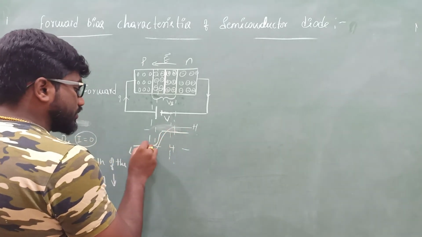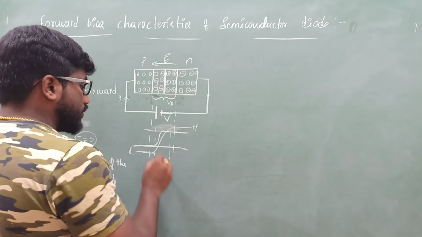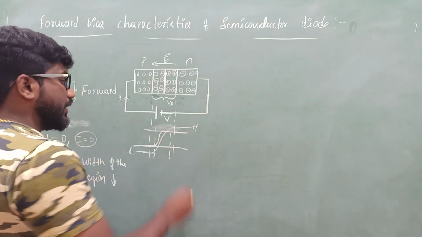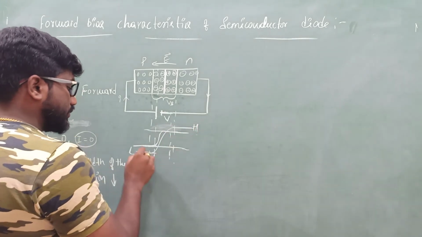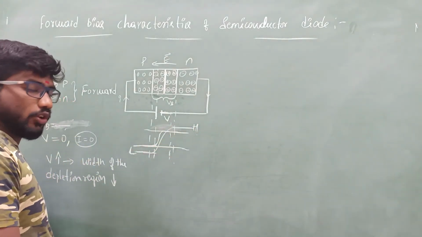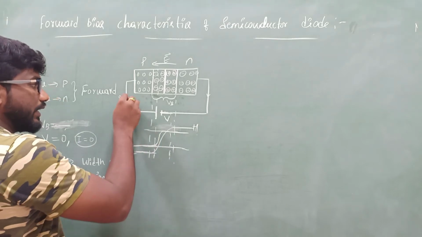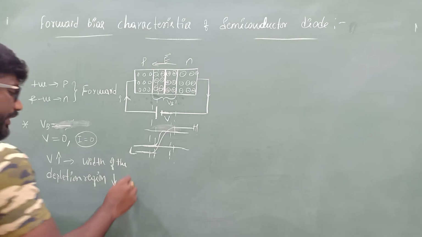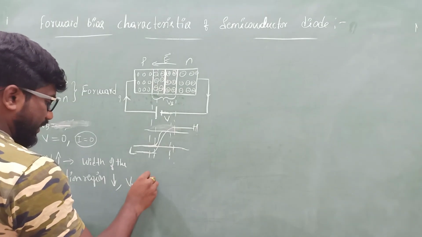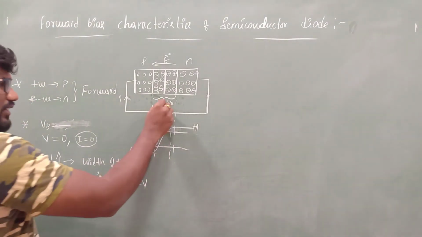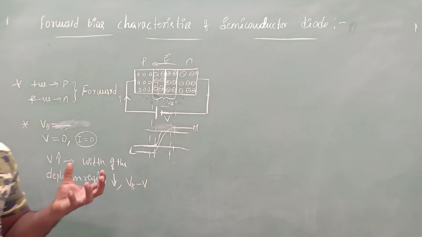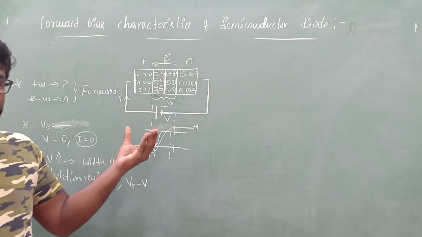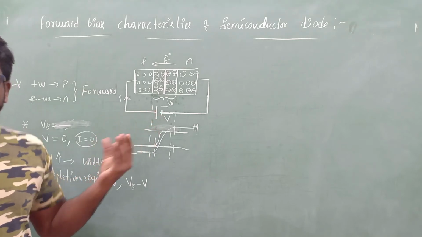Now the barrier potential became like this. So initially this will be the condition, the highest potential, and this will be the lowest potential. When you increase the forward bias voltage, then the voltage becomes VB minus V. Initially it is high, so what happens, the barrier potential minus the applied voltage. If you do like that, then the resultant voltage goes on decreasing.